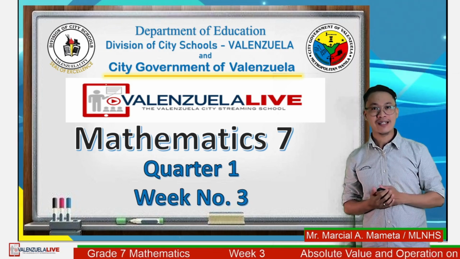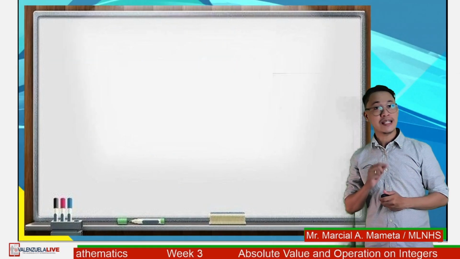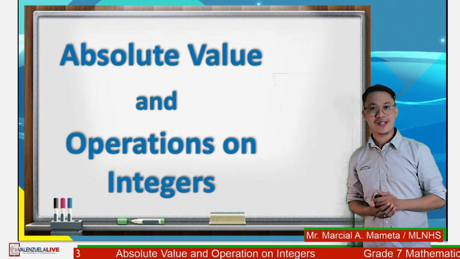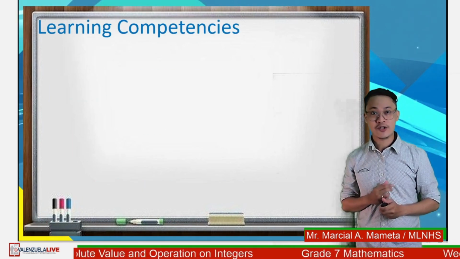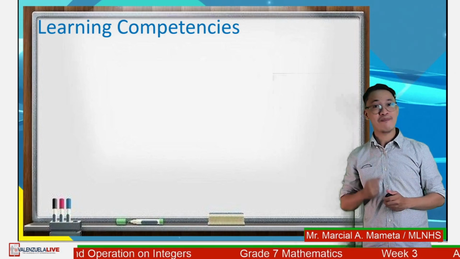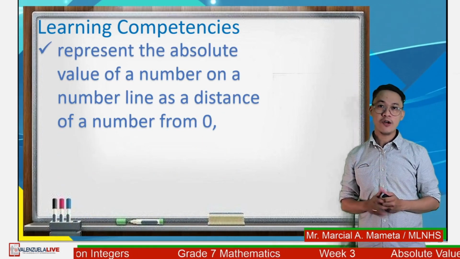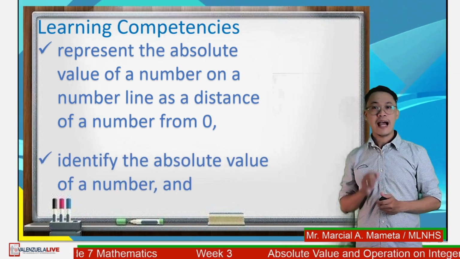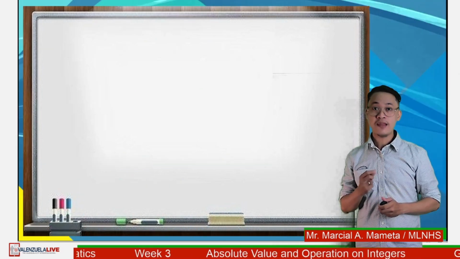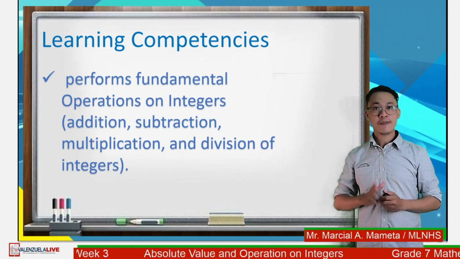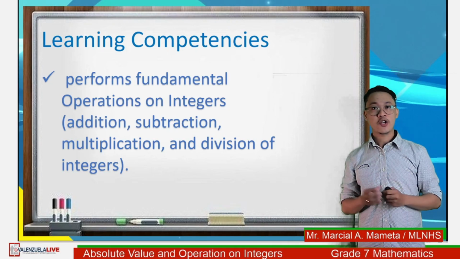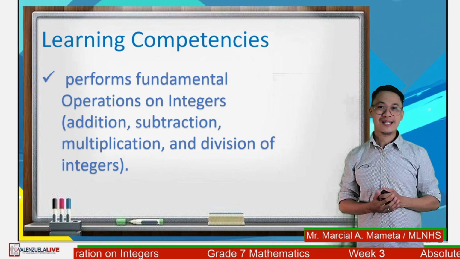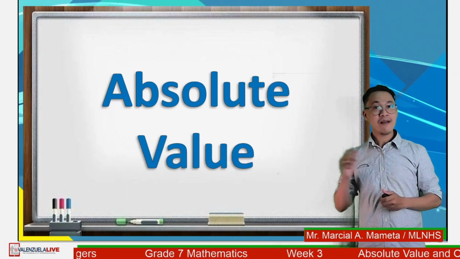We're learning mathematics. The lesson for today's live streaming is all about the absolute value and operations on integers. At the end of this live streaming session, you should be able to learn 3 competencies. Represent the absolute value of a number on a number line as a distance of a number from 0. Identify the absolute value of a number and perform fundamental operations on integers, such as addition, subtraction, multiplication, and division of integers. Let us discuss first the absolute value.